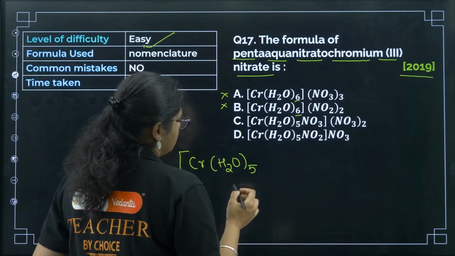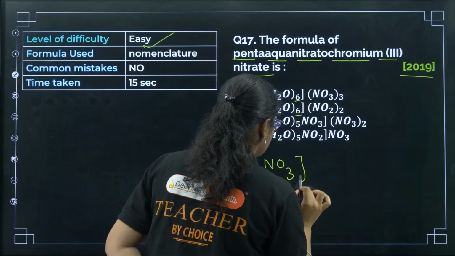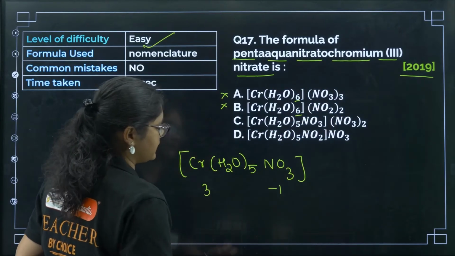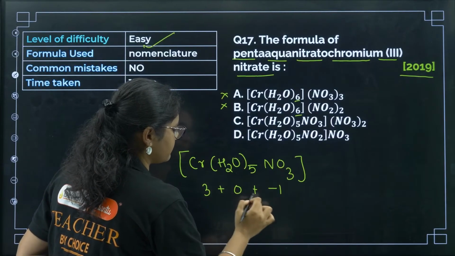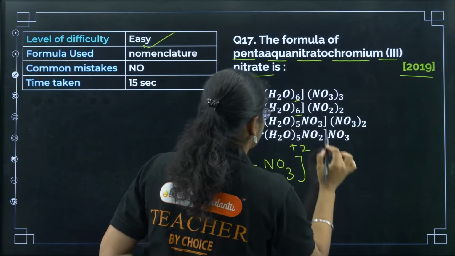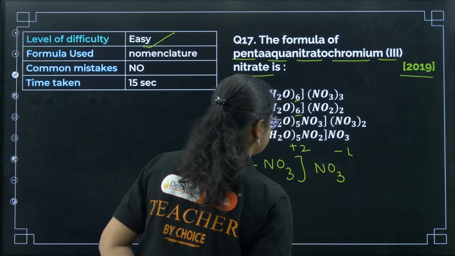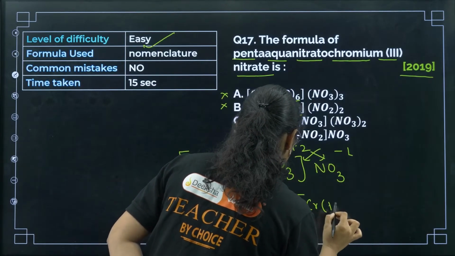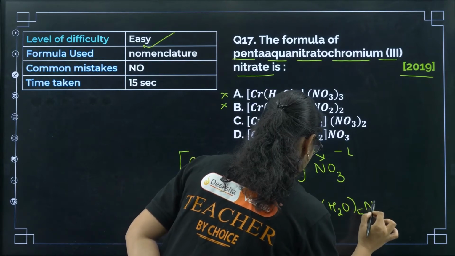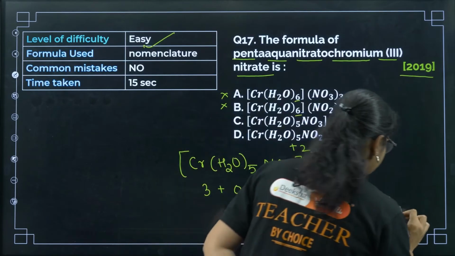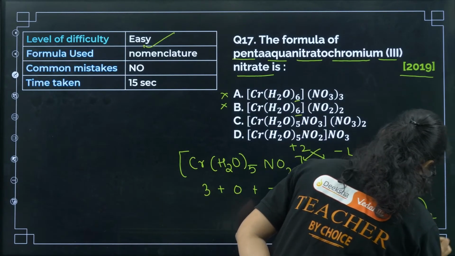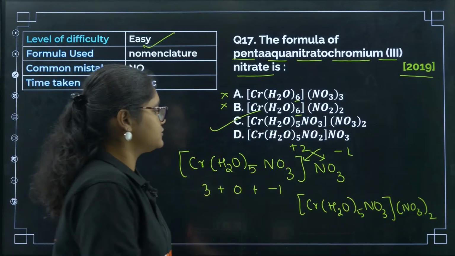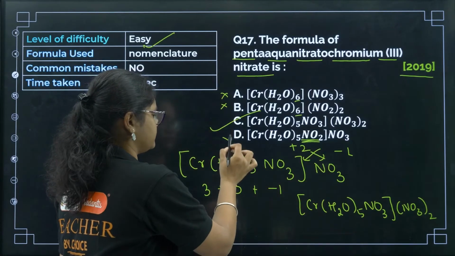Next we have nitrato. Nitrato means your NO3. Okay, now if I calculate, the chromium charge here is +3, the nitrato charge is -1 and water is 0. So what is the charge of this complex? This is +2. Okay, and then we have nitrate, that is NO3 -1. So what will happen? This crisscross we will do. So I'll get Cr(H2O)5NO3, then we have NO3 whole 2. Okay, so this one will give me option number C, that is the correct answer. Here you can also see this is not nitrato, so you can eliminate this option also very easily.